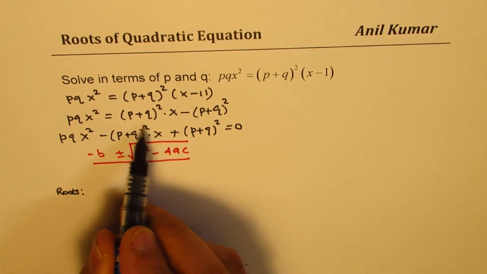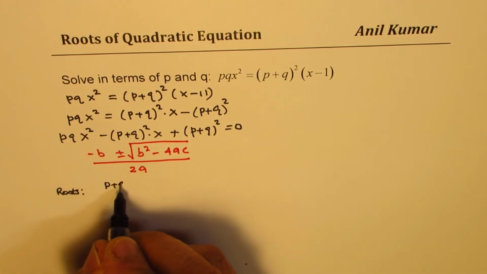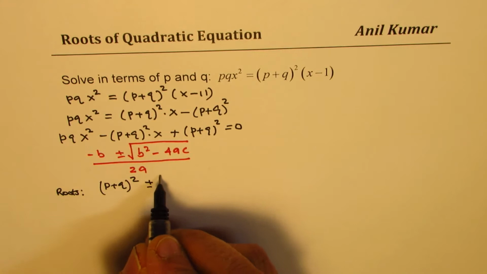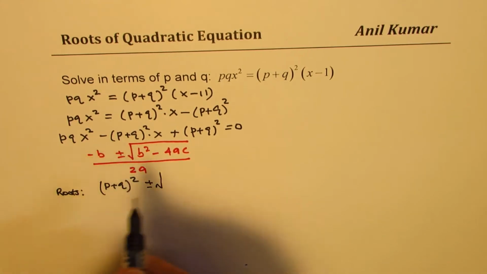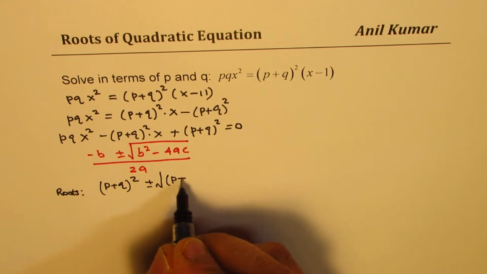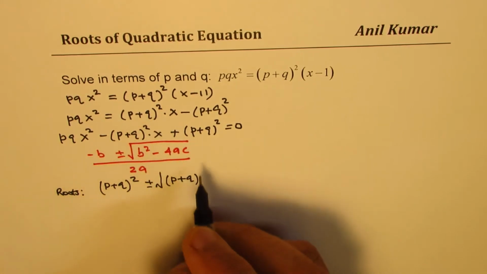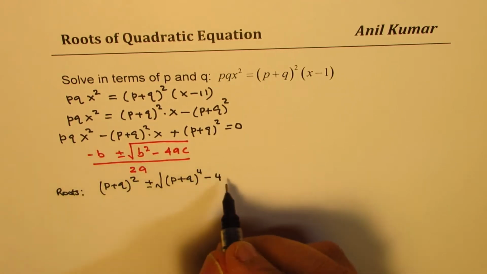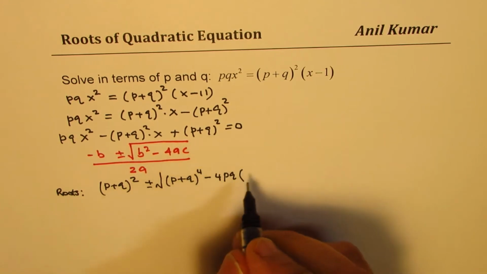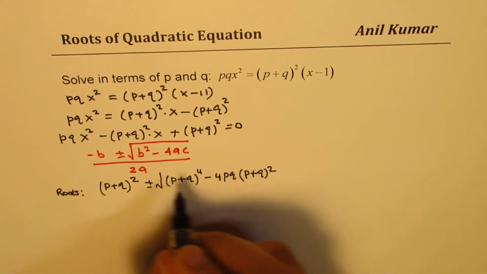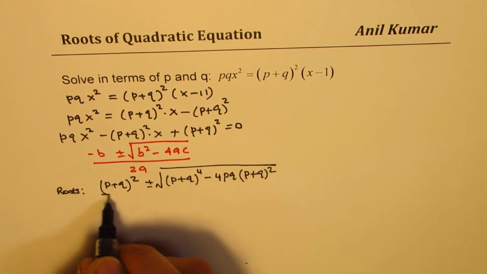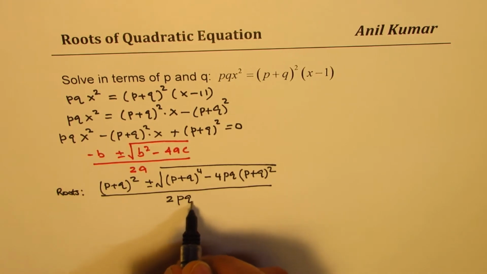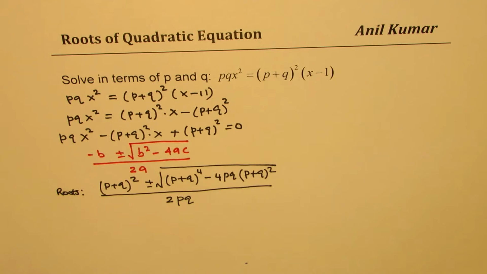So we can now say that the roots are what? Minus b, that means this is my b, so I get (P+Q)², as minus and minus becomes positive, plus or minus the square root of b², which is this square. So let me write this as (P+Q)⁴, square of square means to the power of 4, correct? Minus 4 times a, which is PQ, times c, which is (P+Q)², divided by 2 times a, which is 2PQ. So that is what we get, correct?